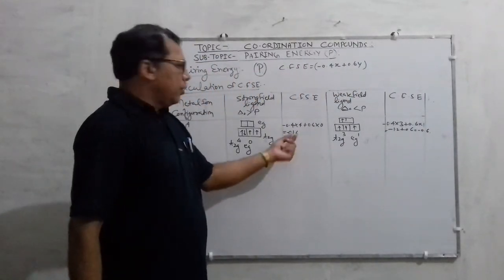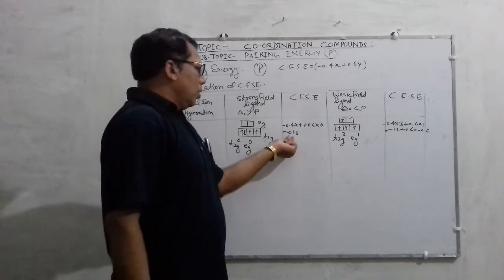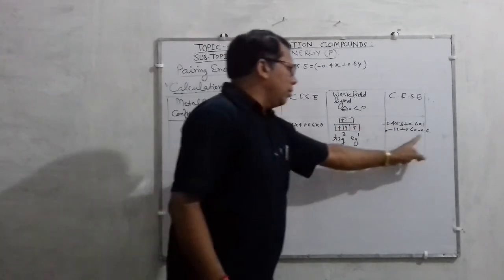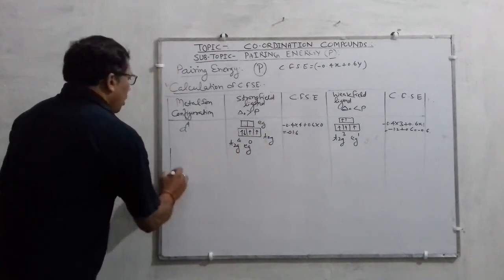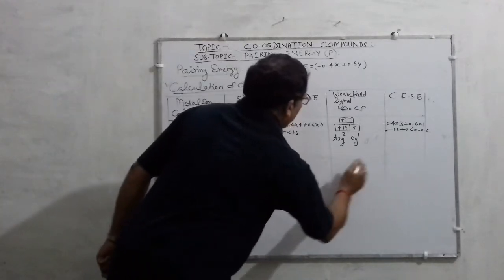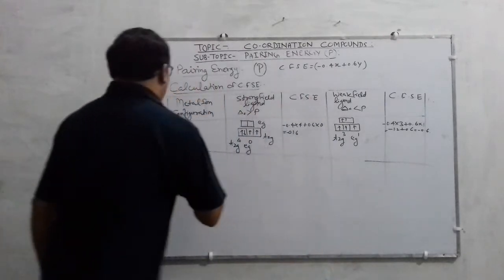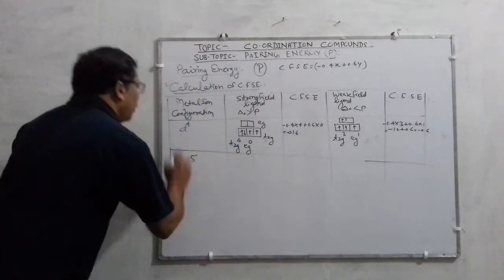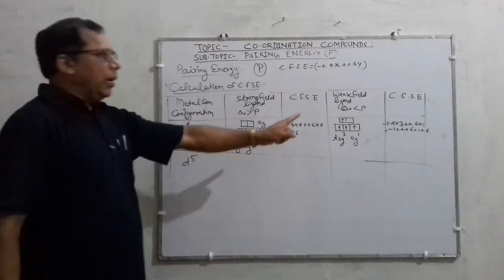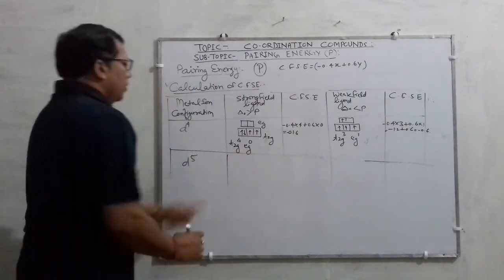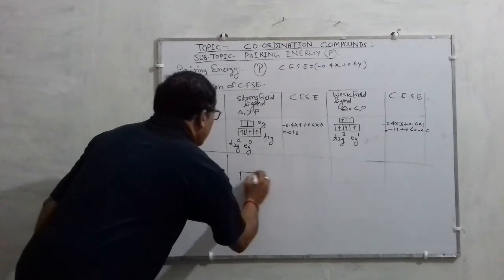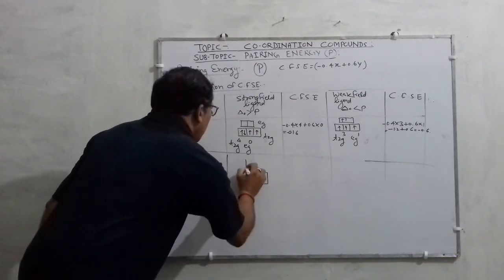In the first case, this value is coming minus 1.6 and here it is minus 0.6 for weak field agent. Similarly, suppose we are going to write the electronic configuration of d5 in strong field as well as weak field. Go through the same way, this is the strong field agent.